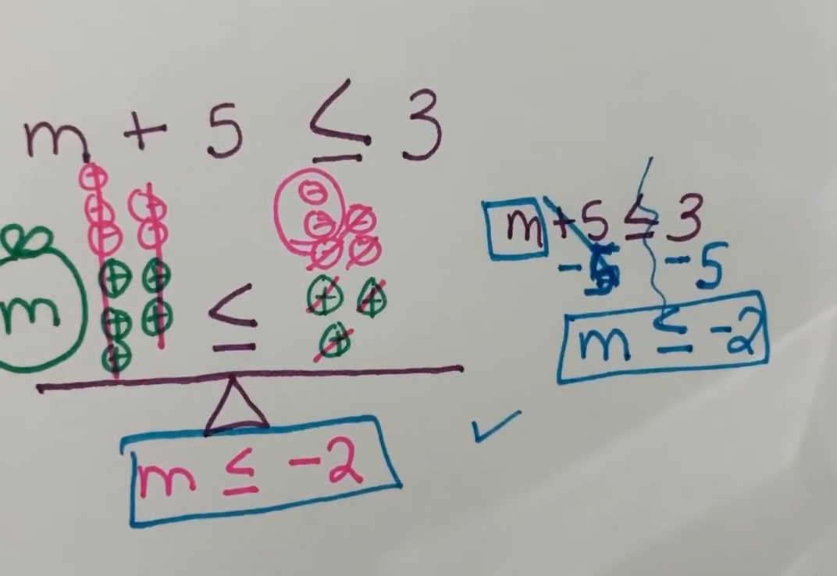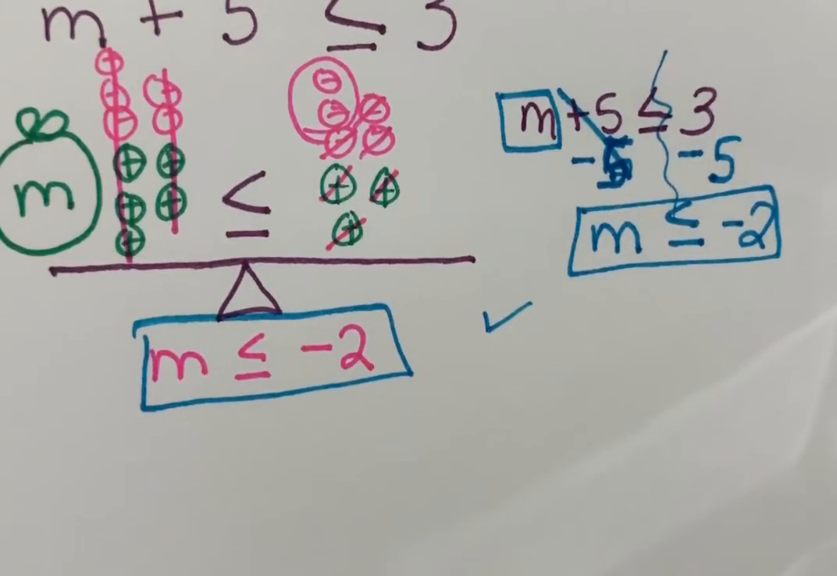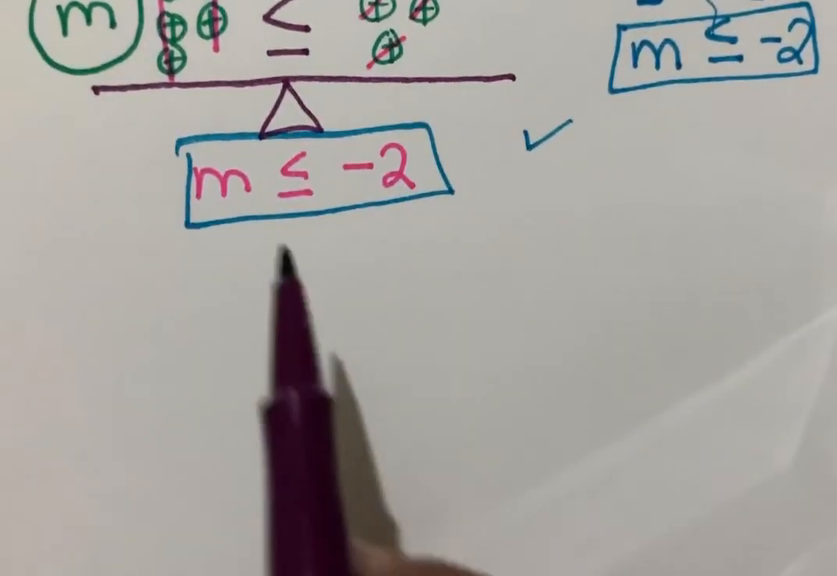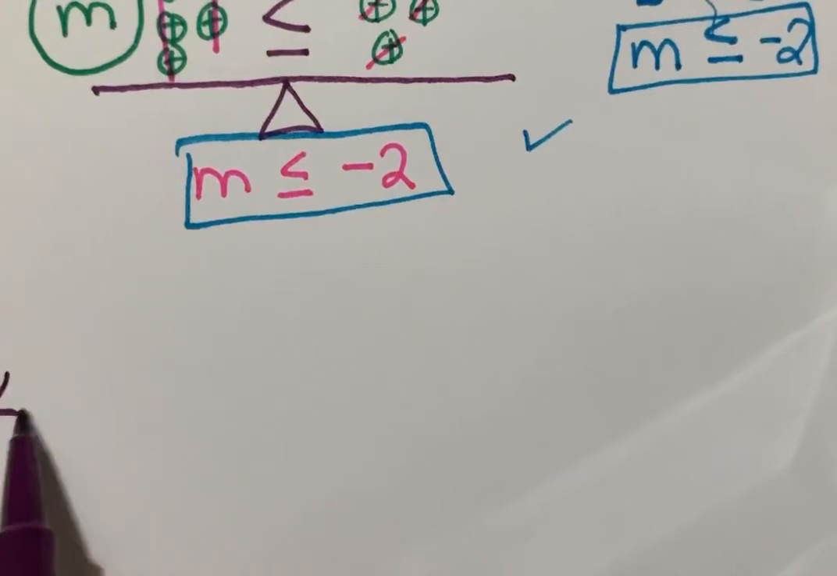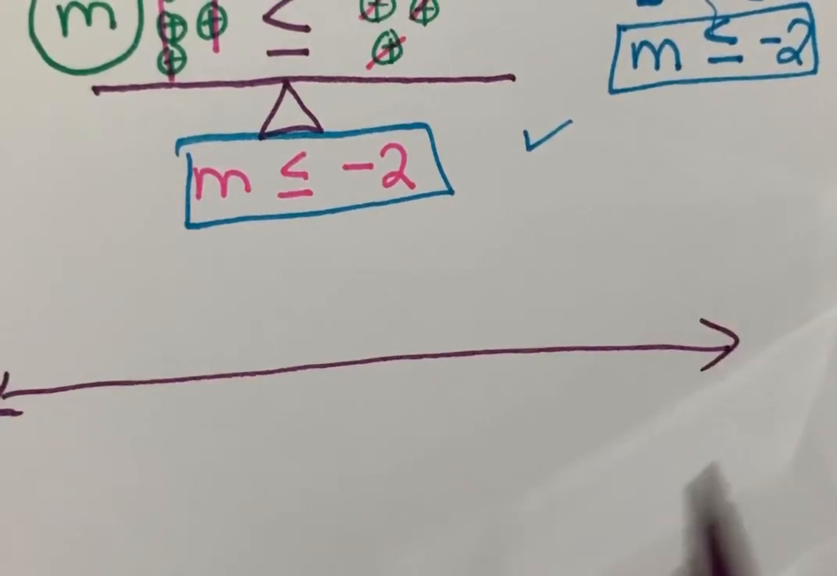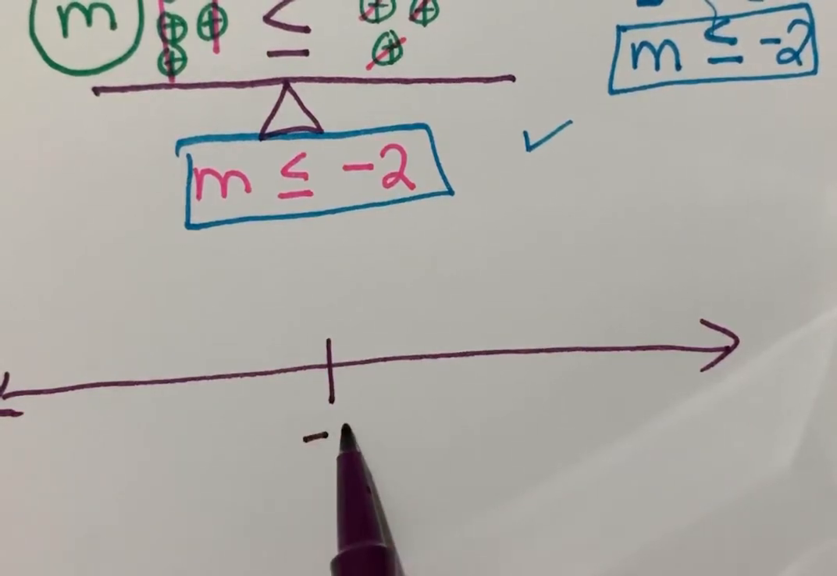And so finally, the next step is to graph my solution on a number line. My solution is m is less than or equal to negative 2. So I'm going to draw a number line with only 3 values, and my middle value is negative 2.